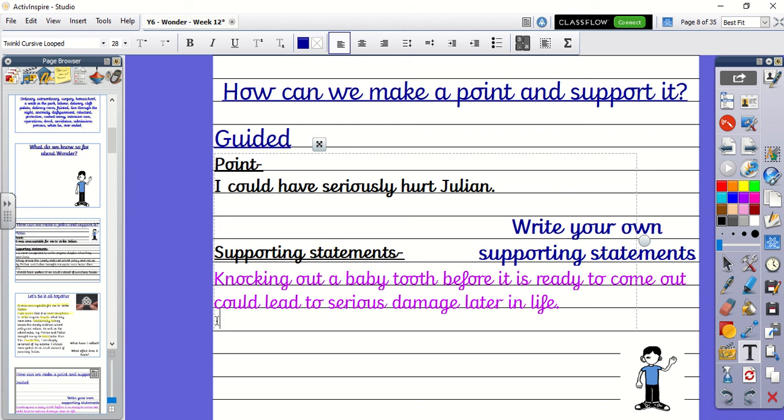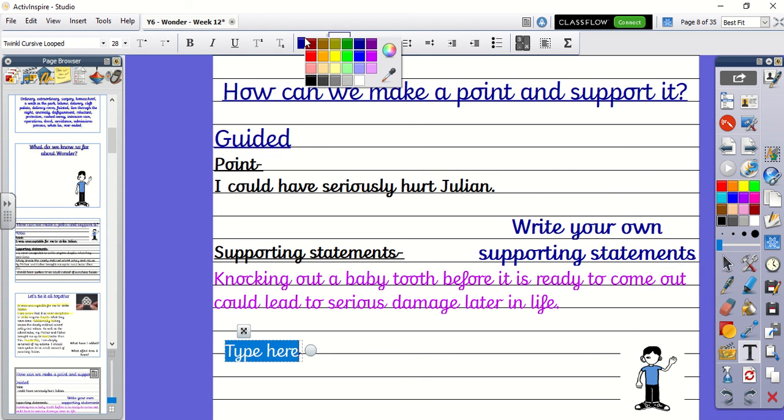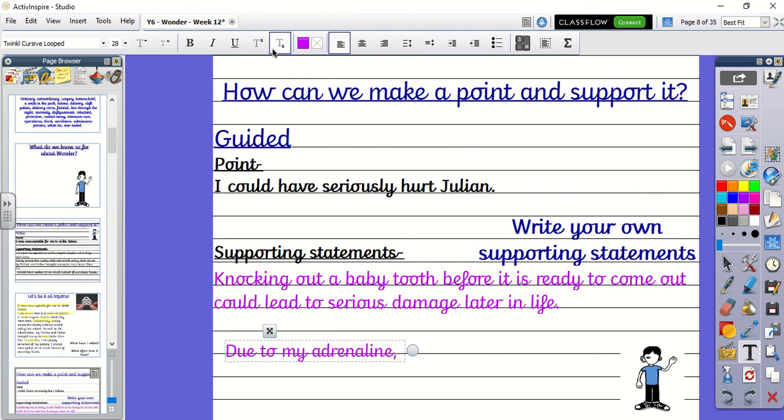Okay then, my next supporting statement that I have got is due to, let's just change my text again. Here we go. Okay, so due to my adrenaline. Now, your adrenaline is a hormone inside you that if you get really, really angry, sometimes your adrenaline takes over and you do things without realizing. Or in the same part, if you get very upset, your adrenaline can cause you to do things. But also if you are extremely scared or happy, exactly the same thing.